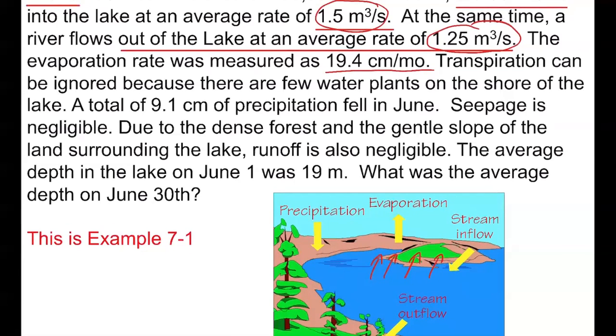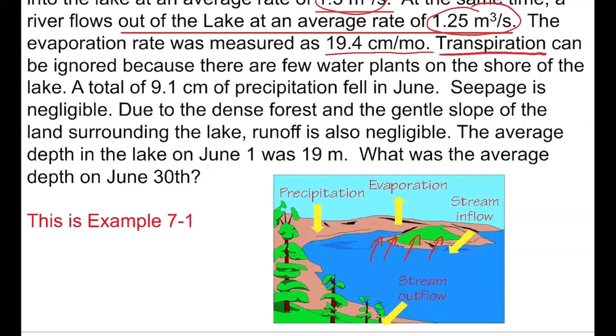And transpiration. What transpiration means is the plants living on the lake can also use the tiny pores in the plant to pull the water from the lake into the atmosphere. Okay, so it's different from the evaporation, which is just the movement of the water vapor. Transpiration means that it uses the plant systems to pull this water out. Okay, but here we can ignore the transpiration because there are few water plants on the shore of the lake, right? So there is precipitation as an input into the lake here, and then the seepage is negligible.